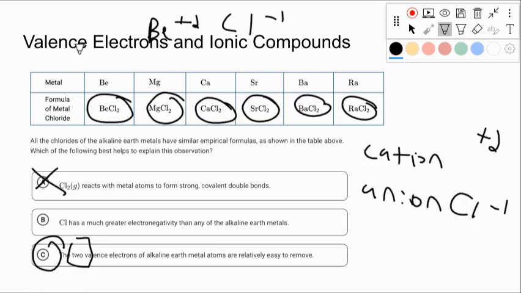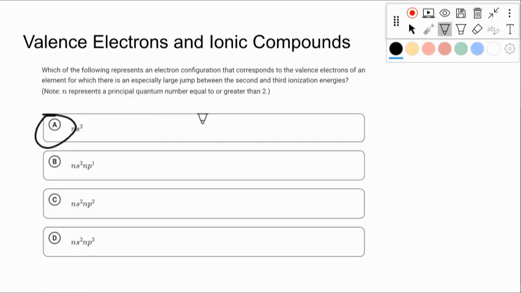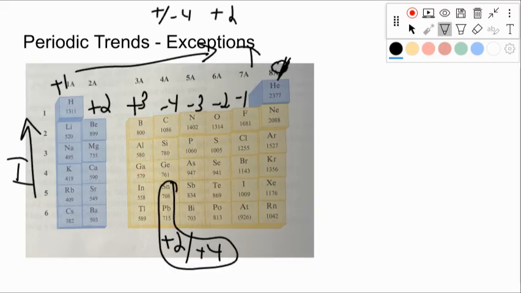So when they're talking about valence electrons, you can either look at it from where they're at on the periodic table, how many valence electrons they have, but sometimes it relates back to our charges, how many electrons can they lose or can they gain. Remember, these positive cations have lost electrons. These negative anions have gained electrons. And your noble gases do neither because they are already stable.